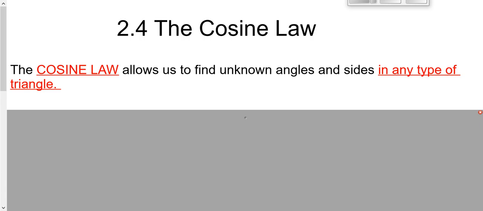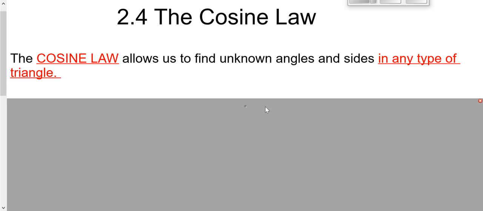You might be wondering: in Math 10C last year, you learned SOHCAHTOA, and this year, in the last two lessons, we talked about the sine law. Why bother learning another law? Check this out. The cosine law allows us to find unknown angles and sides in any type of triangle. Even if it is not a right angle triangle, you can still find an unknown side or an unknown angle.